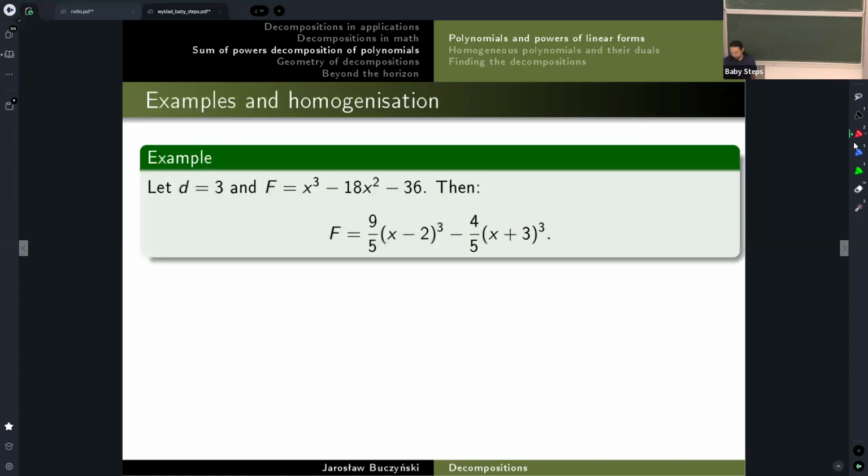So let me give you two examples that will be illustrative for the method. First, let's take a cubic, x cubed minus 18x squared minus 36. And well, okay, I have to be honest, I first created the decomposition, then produced the F, because I wanted the numbers to come out nice, not huge numbers, but this is not so important.